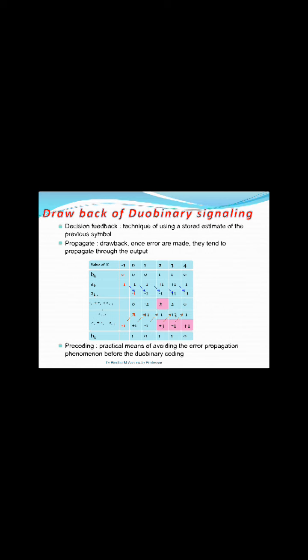Before going to the modified duobinary signaling, we should know the drawbacks that occurred in the original duobinary signaling method. Mainly, we had a feedback which is capable of storing the previous element. The next one is if an error is made at the start of the segment itself, that will be propagated throughout your bit transmission. That is one important drawback in the original duobinary signaling. If an error is identified at the start of the bit, it will be propagated through the entire bit stream.